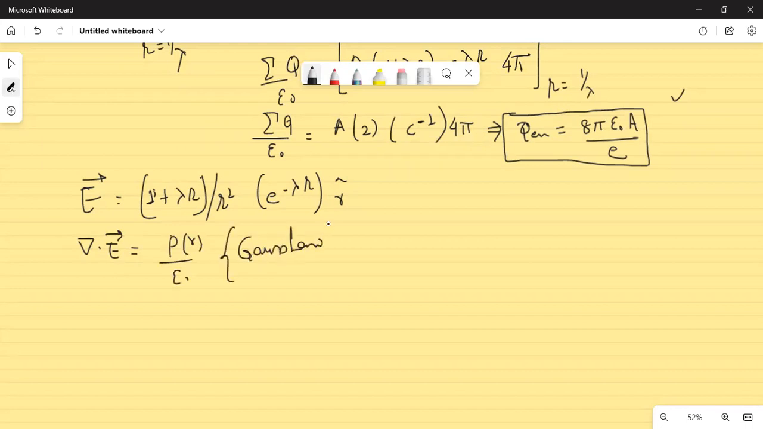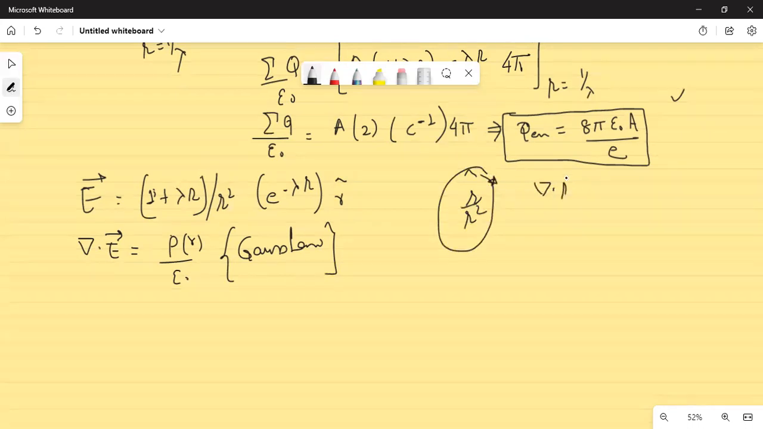Okay, now let us first find del dot E vector. And I already cautioned you that whenever you have this r cap upon r square term, you have to be certainly cautious, because you know that del dot r cap upon r square is 4 pi Dirac cube of r.